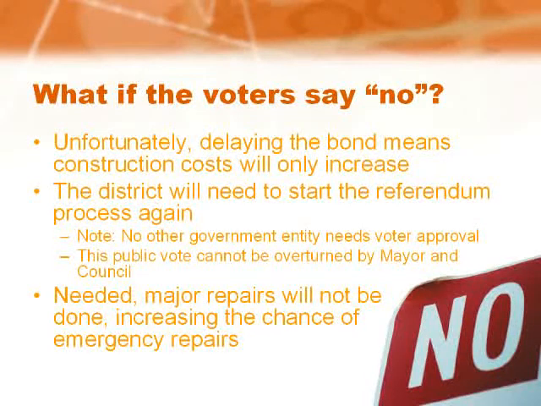After March 11th, what happens if the voters say no? First, this vote cannot be overturned by mayor and council. Unfortunately, delaying the bond means that the cost for construction, though, will only increase. The district will need to start the referendum process again by resubmitting its plans to the state, and the needed major repairs will not be done, increasing the chance of emergency repairs.